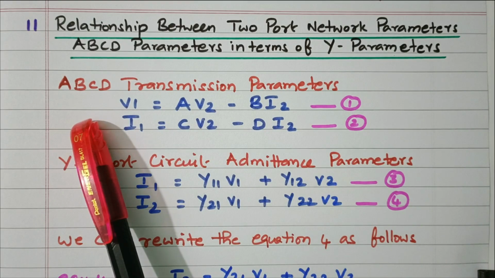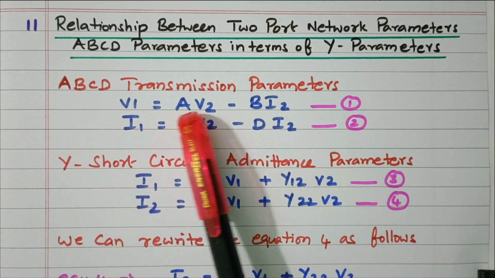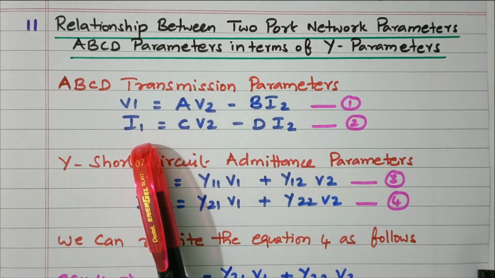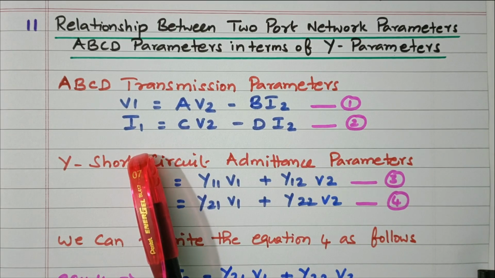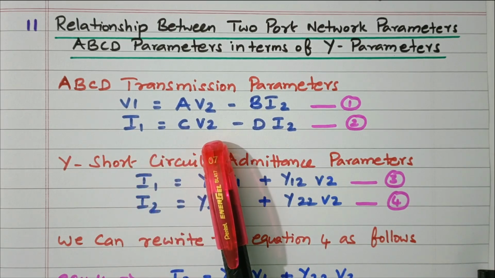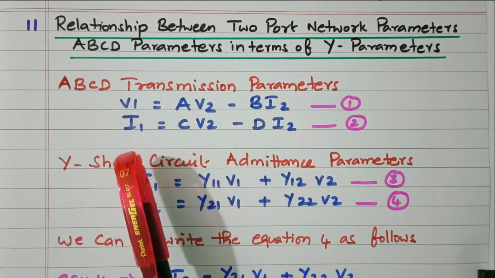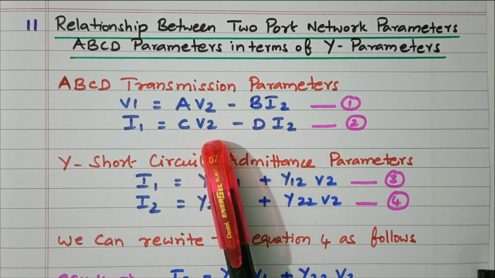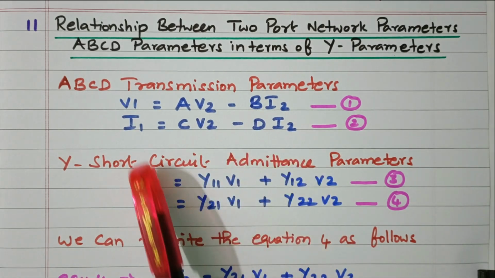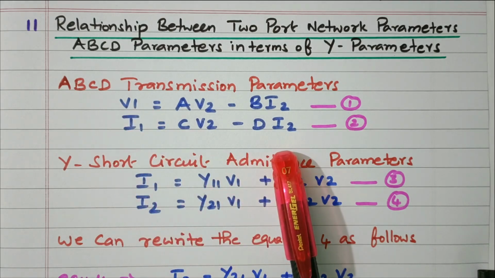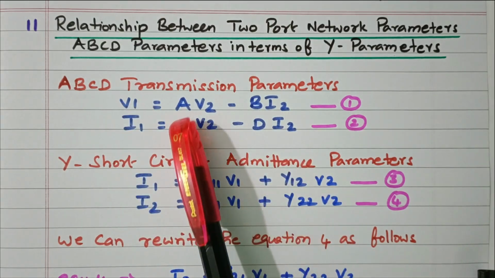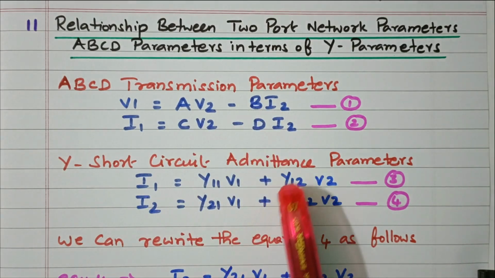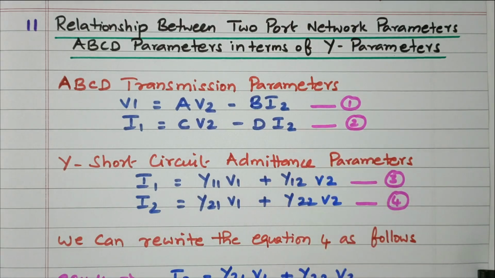This ABCD parameter is normally used for design of transmission line. That's why it is called transmission parameters. Here V1, I1 are available. 1 refers to the input port, 2 refers to the output port. So input port voltage and input port current are expressed in terms of output port voltage and current. V1, I1 expressed in terms of V2, I2. A, B, C, D are the parameters. We'll take these as equation number 1 and 2.